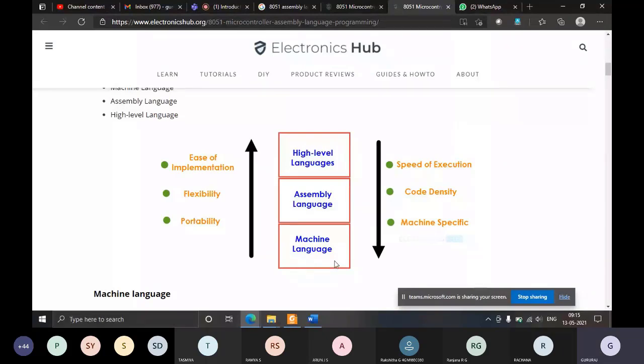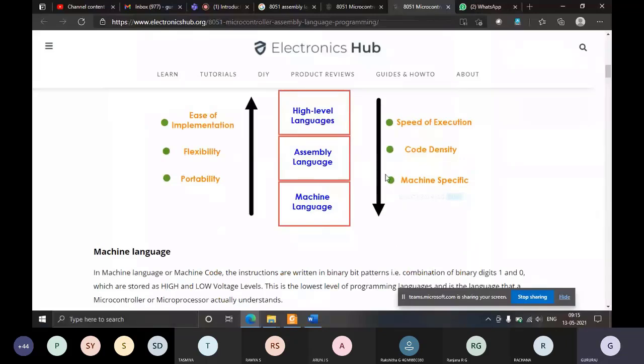But machine level language is not device independent. It is purely device dependent. So the code that you write in assembly and machine level language is purely device dependent because it will run only on that particular device. And here, as you move from top to bottom, what are the advantages? If you write the code in machine language or assembly language, speed of execution increases, code density increases, and machine specific code will be written. That is what will happen if you go from top to bottom.